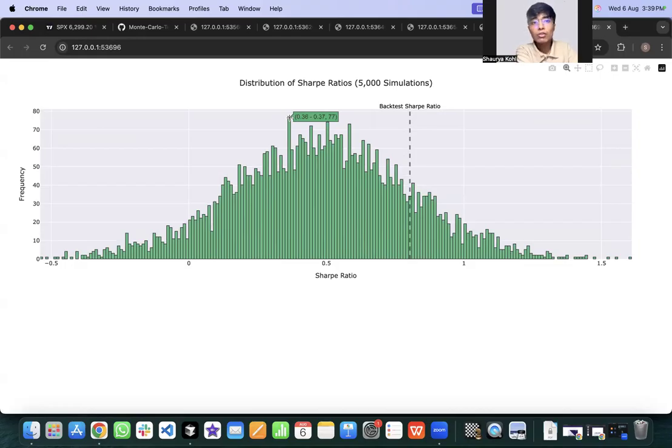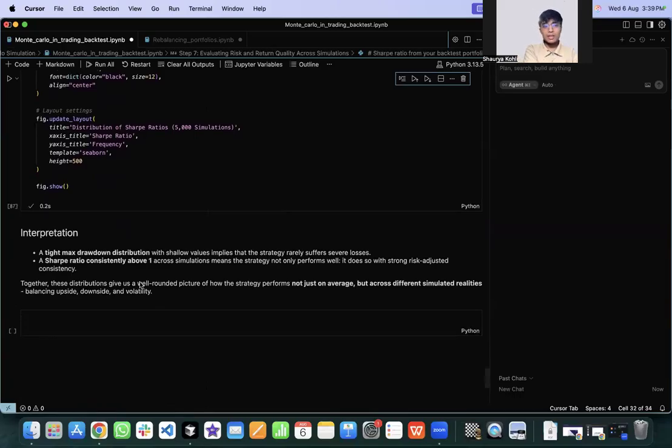So from this, we are able to conclude that a tight max drawdown distribution with a shallow value implies the strategy doesn't suffer severe losses, and a Sharpe ratio consistently above 1 across simulations means the strategy not only performs well, but also has really strong risk-adjusted consistency. So together, these distributions give us a very well-rounded picture of how the strategy performs, not just on average, but across different simulated realities, balancing upsides, downsides and volatility.